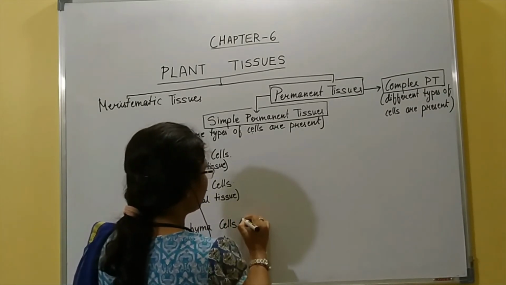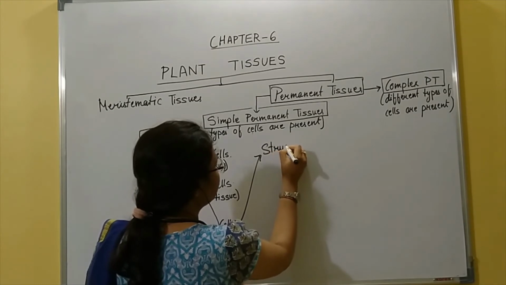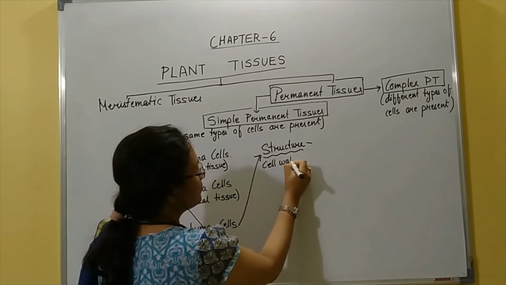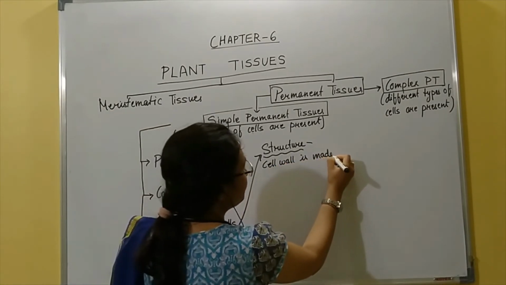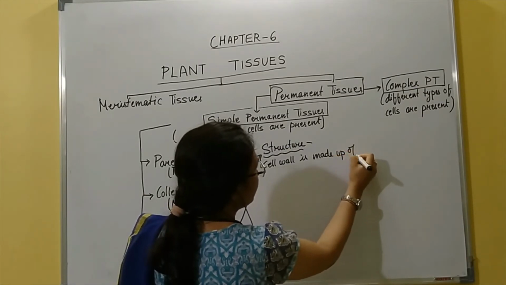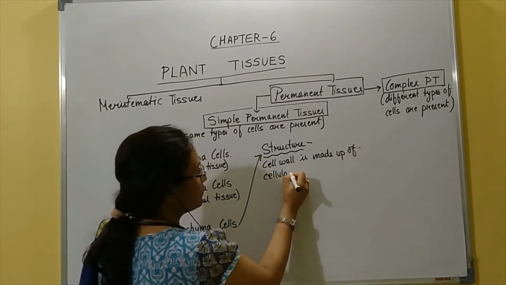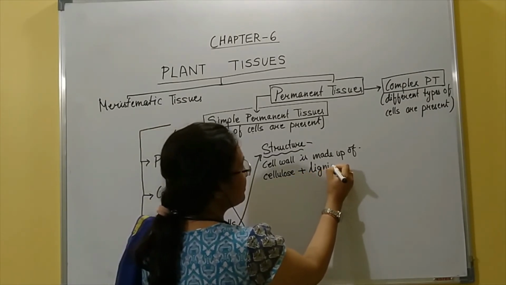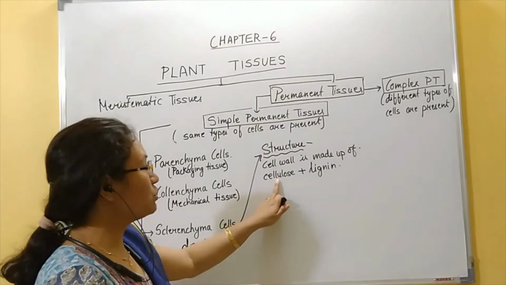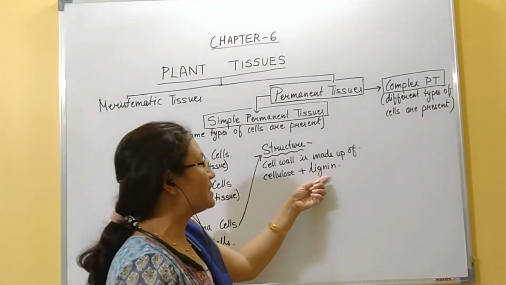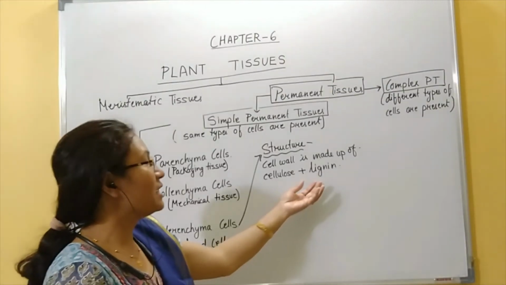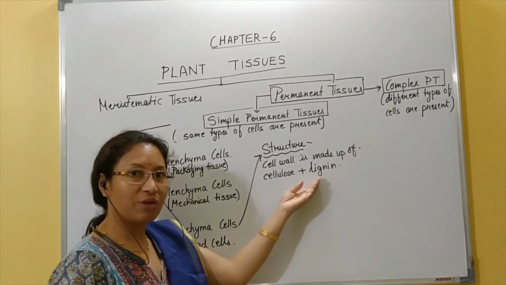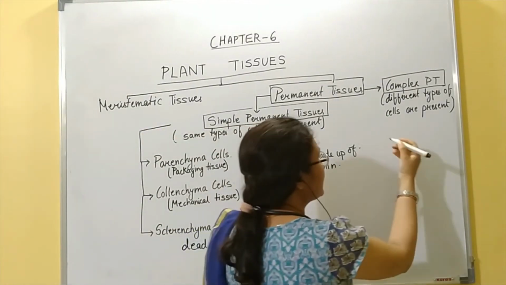Now if I write about its structure, how does it look like? The cell wall is made up of cellulose and lignin. So the cell wall is made up of cellulose, which provides it strength, and there is lignin, which makes it even stronger, as well as it does not allow any water or air to enter inside the cell. Now in the absence of air and water, the cell becomes dead.